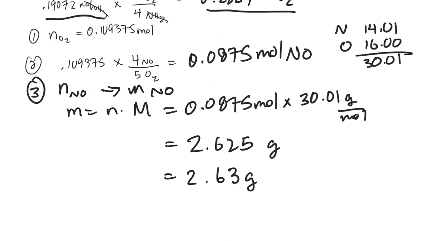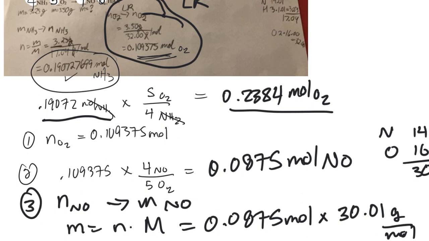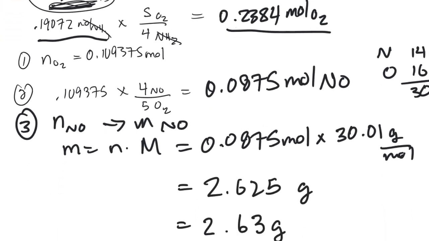Now let's see if they ask us any other questions. Okay, B. Okay, I found the limiting reactant. How many grams of NO are formed? Found that. And then they say how much of the excess reactant remains. Okay, so this is my excess reactant here, and I want to know how much remains. So what I need to go back and do is find out, if I use this much oxygen, how much of the ammonia will I use?